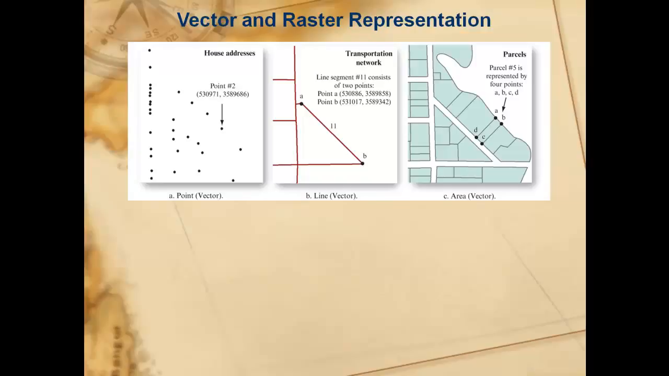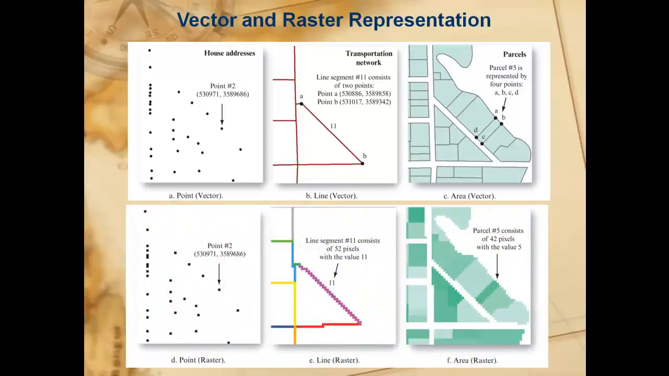Notice when you look at the vector representation that everything boils down to points. On the left you just have points. In the middle, on line features, you have points that are connected, and on the right, where you have polygon features, you have points that are connected, but the first and the last point are at exactly the same location.